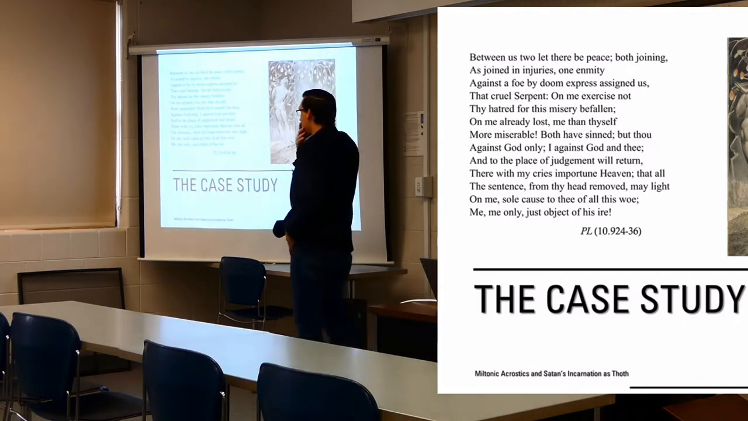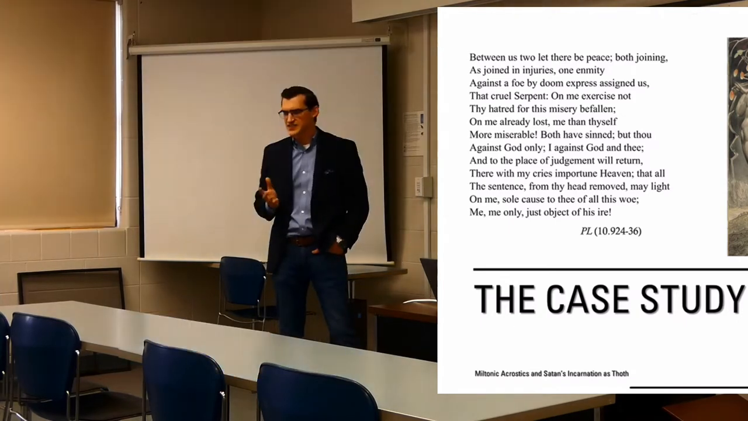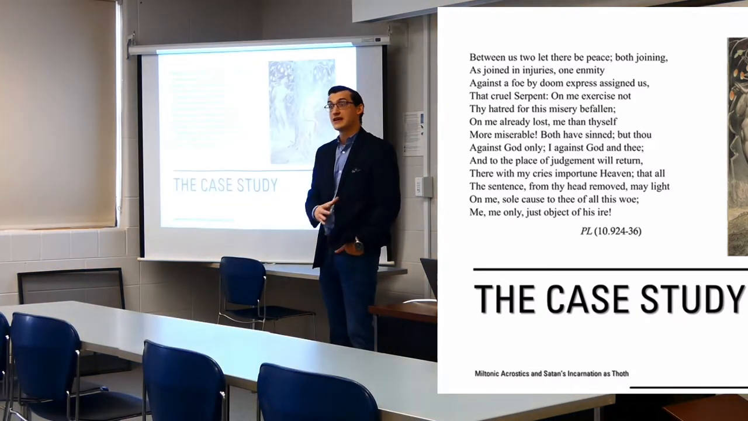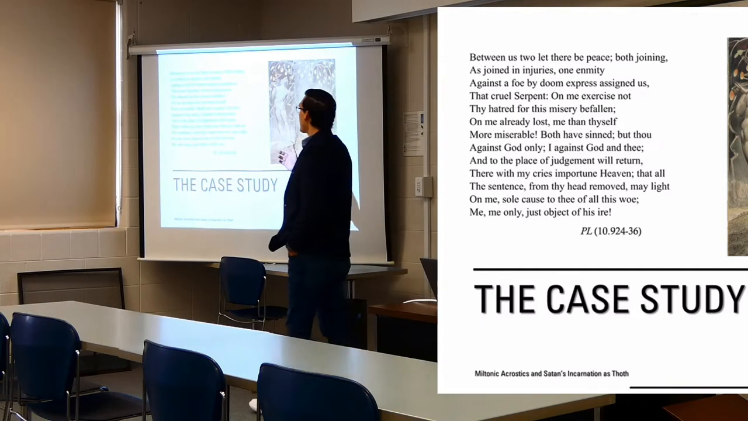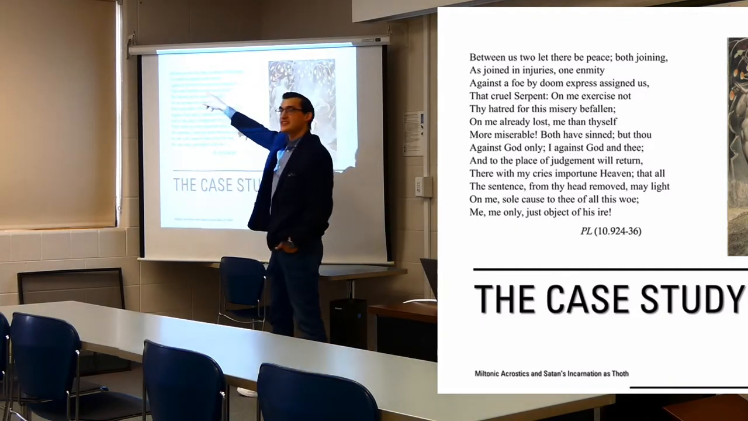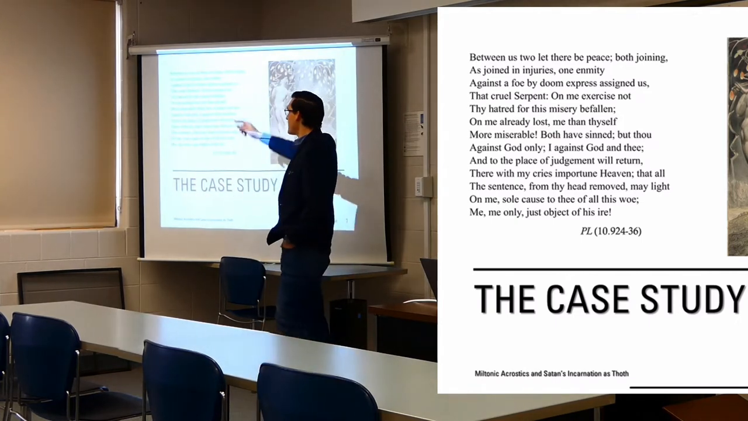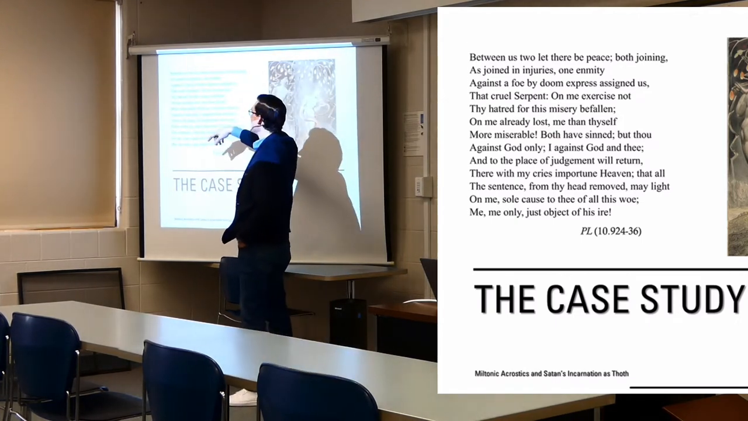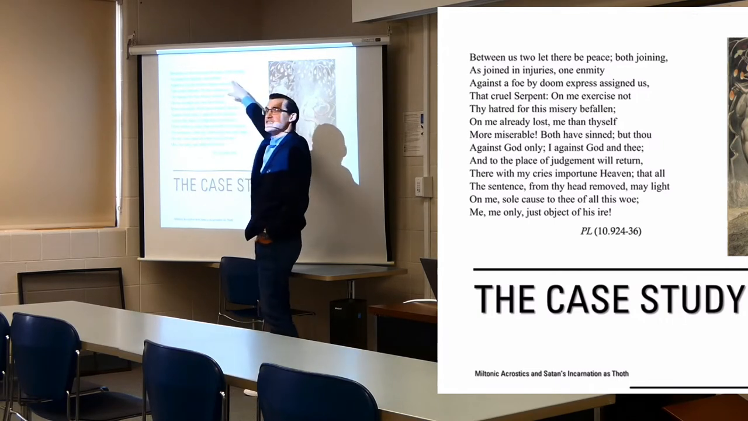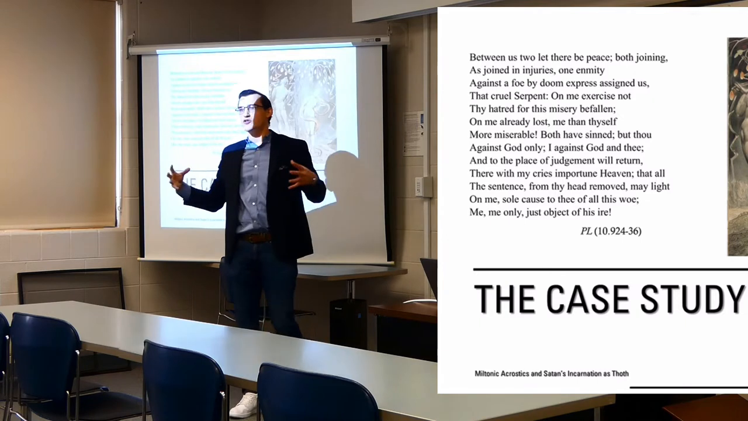So at first, when I found this, I didn't know what it meant. I didn't have an argument. So I said, you know what? That's crazy. It's uncanny. I don't know what it means. I'm not going to let it go. Well, what I realized is this line here, 924, if taken as an instruction, helps you understand that this acrostic needs synthesis. And so what Eve is asking here is, between us two, let there be peace, both joining.